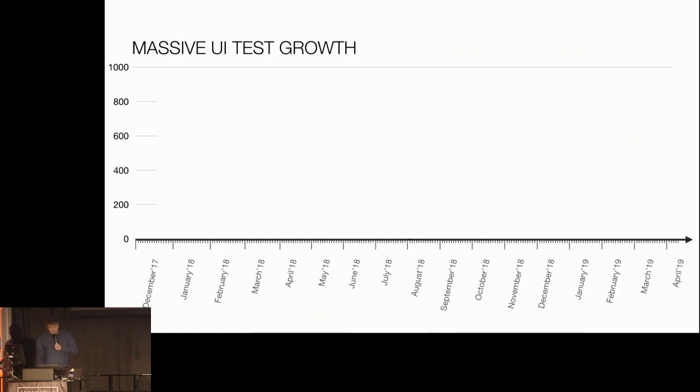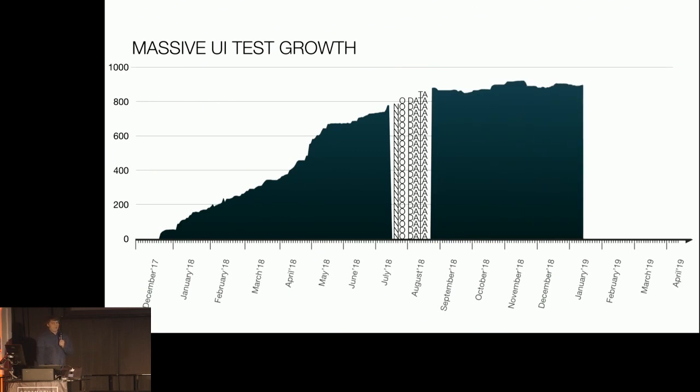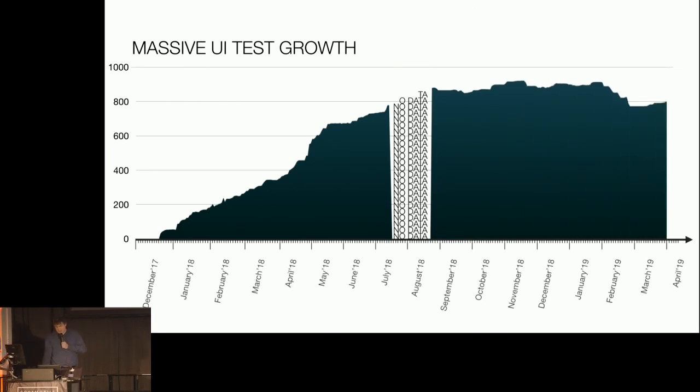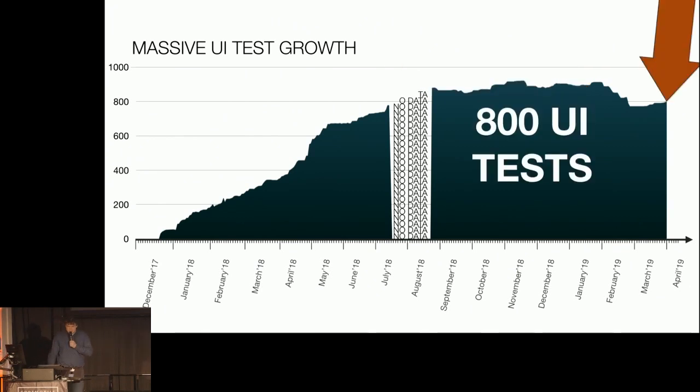This is the graph of the number of automated tests. See how fast it grows. But here the graph stops because I don't have any data. But then suddenly I have more data. I don't know why there's a gap. Here we just deleted the failing tests, forgotten dusty failing tests. And yes, we have 800 UI tests.